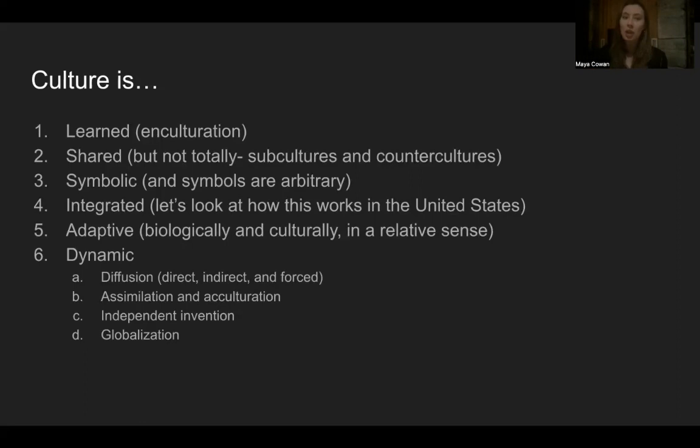Culture is shared. I put a note, but not totally, because there are always subcultures and countercultures. But the important thing is that culture is shared between different people within a group, right? You can't just be an individual and decide that you're going to create your own culture. And you go down the list of the different components of culture and you say, this is how marriage and family is going to work in my culture. And this is how we're going to do our rites of passage.